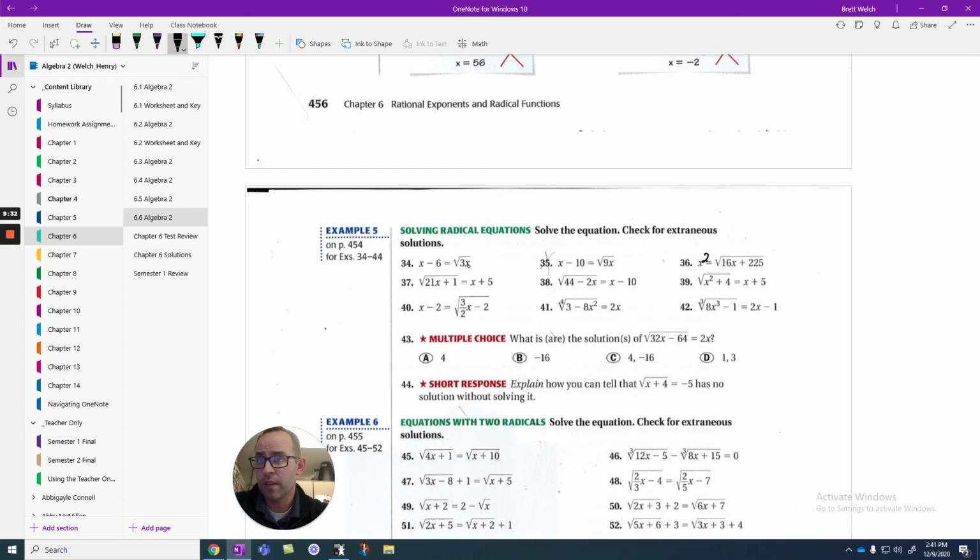If I square this side and square this side, I get x squared equals 16x plus 225, because it canceled the square root over there. If I set it equal to 0, it's x squared minus 16x minus 225 equals 0. I'm going to factor this. I've got to figure out what factors of 225 subtract to make 16. Now I might need a calculator for that.